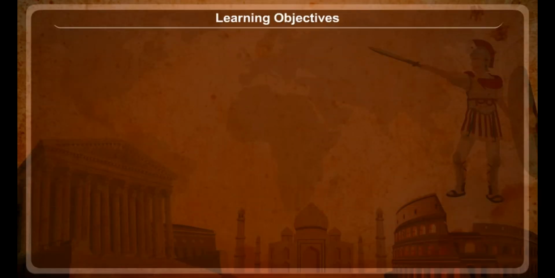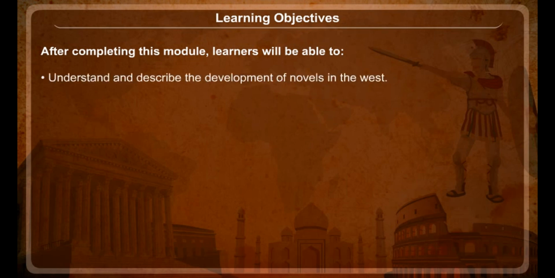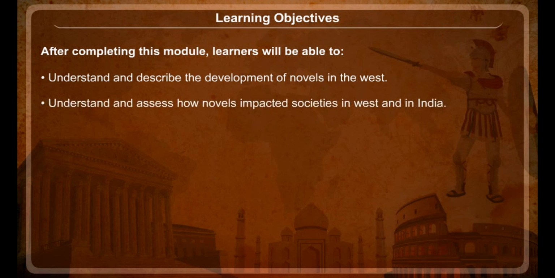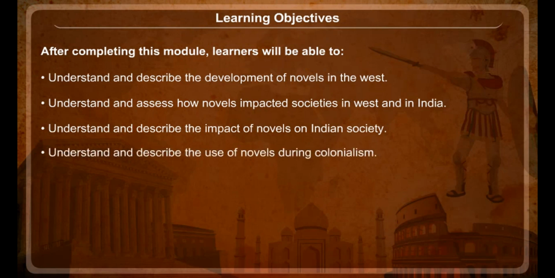Learning objectives. After completing this module, learners will be able to understand and describe the development of novels in the West. Understand and assess how novels impacted societies in West and in India. Understand and describe the impact of novels on Indian society. Understand and describe the use of novels during colonialism.